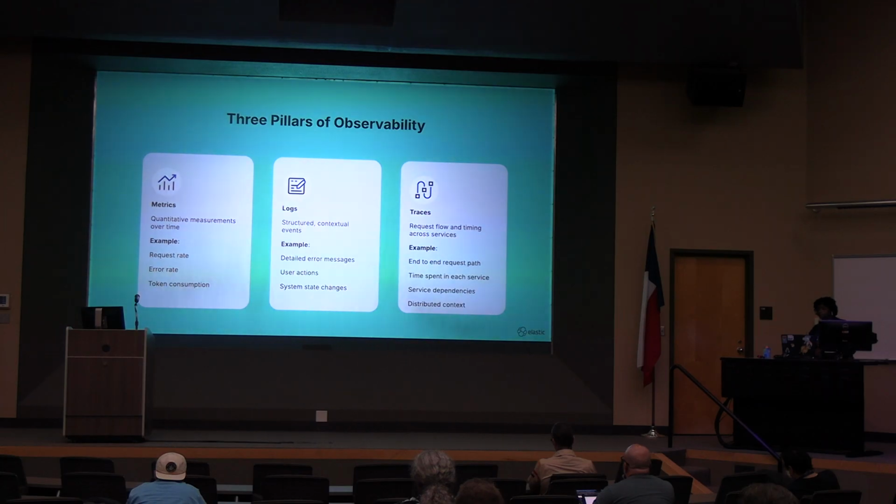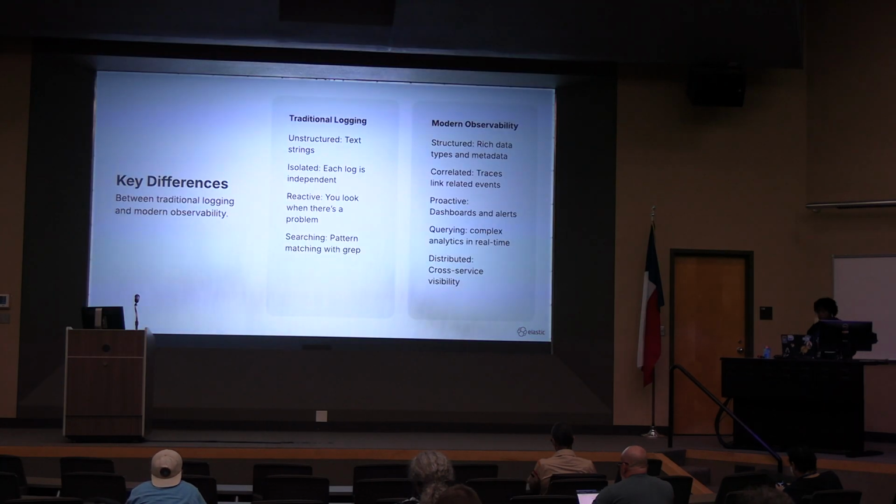But although we know all this, and they can all exist in their own bubble, there's a thing that makes modern observability so much more powerful than traditional logging. Let's compare the old school versus the new school. Traditional logging is unstructured text strings. Each log is independent. It's isolated. It's reactive. You look when something breaks. Each log line is just in its own bubble.